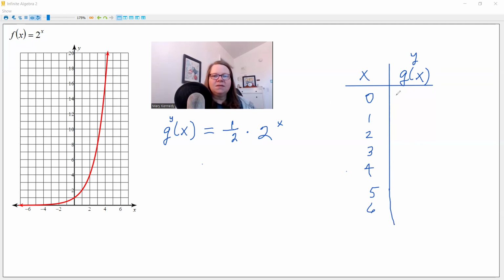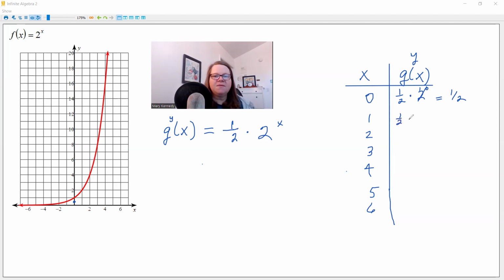And so I'm plugging into this 1/2 times 2 to the 0 because x, I'm replacing it with what x equals, 0. Well, 2 to the 0 is 1. Half of 1 is just a half. So I know that at 0, I need to be up 1/2. So I can see that this is a different place than the original one was.